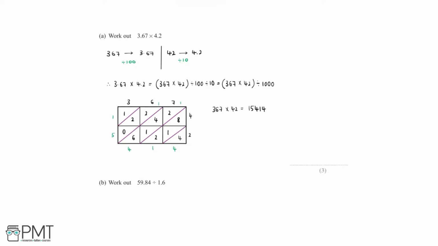And so using the lattice method, we found out that 367 multiplied by 42 is equal to 15,414. But we're interested in finding out 3.67 multiplied by 4.2. And we said that in order to do this, we need to find 367 multiplied by 42 and divide this number by 1000. And so we need to do 15,414 divided by 1000, which is equal to 15.414. And so we've found out that 3.67 multiplied by 4.2 is equal to 15.414.